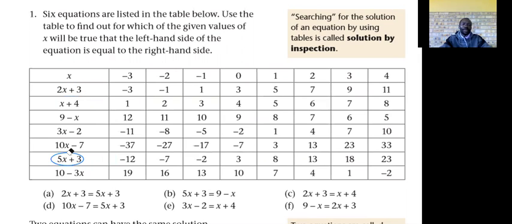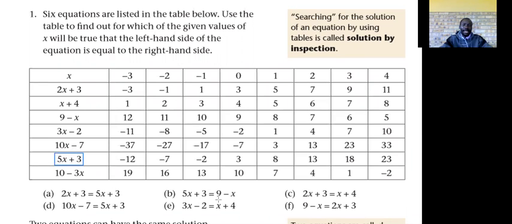The second question is B: 5x plus 3 on one side, 9 minus x on the other side. Well, let's see. So 5x plus 3 on one side, this is what we are dealing with.